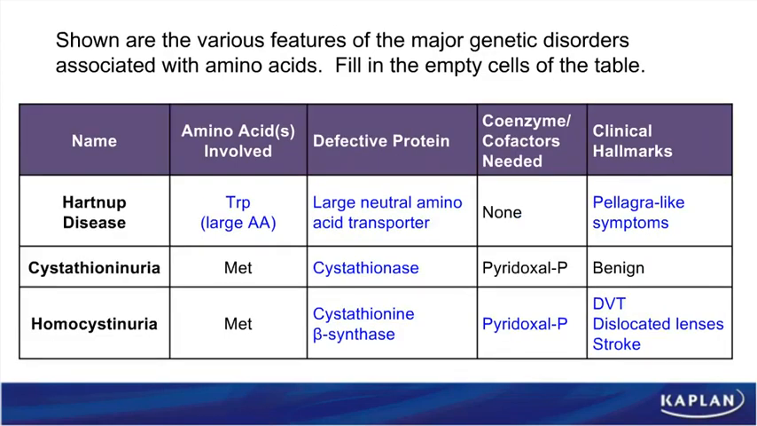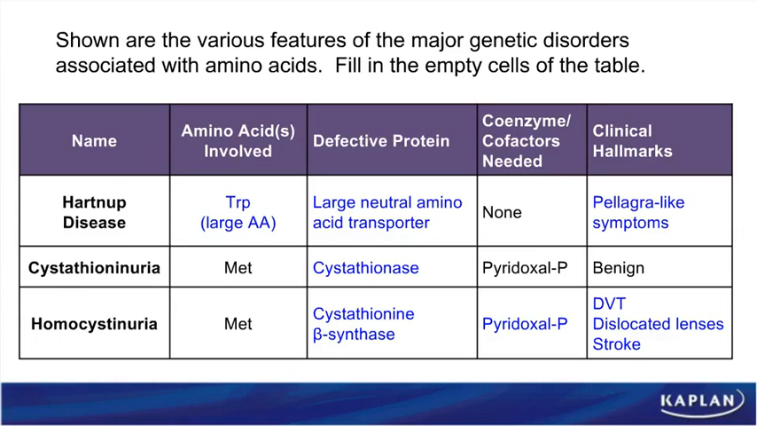Hartnup disease is due to a defective transporter for large neutral amino acids, including tryptophan. There is no coenzyme or cofactor needed by the transporter. When the transporter is defective, pellagra-like symptoms occur: diarrhea, dementia, and dermatitis.